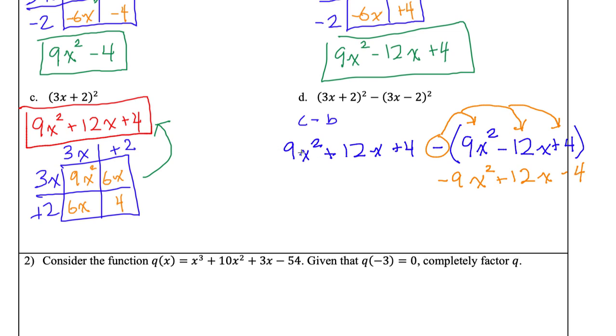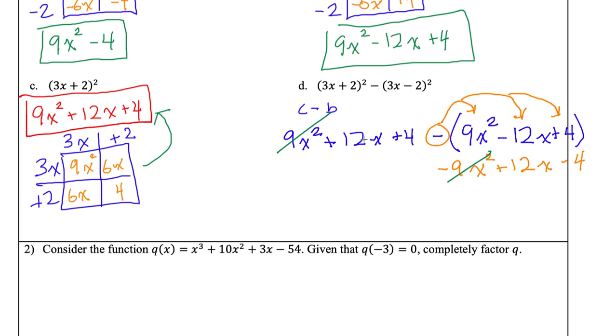Combining like terms, 9x squared minus 9x squared, those two cancel out. I have a positive 12x and another 12x, which means I have a 24x. And a positive 4 minus 4 is 0. My final answer here is just 24x.